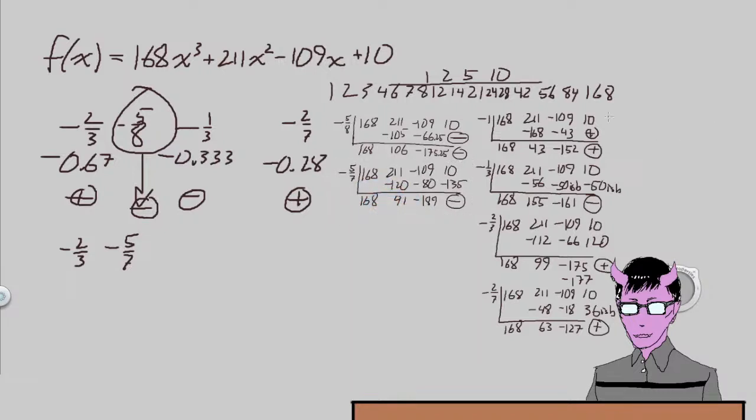Just like my time. So there it is. So what is between those two? We have to find something smaller than 7. It's 6. So let us try negative 5/6.